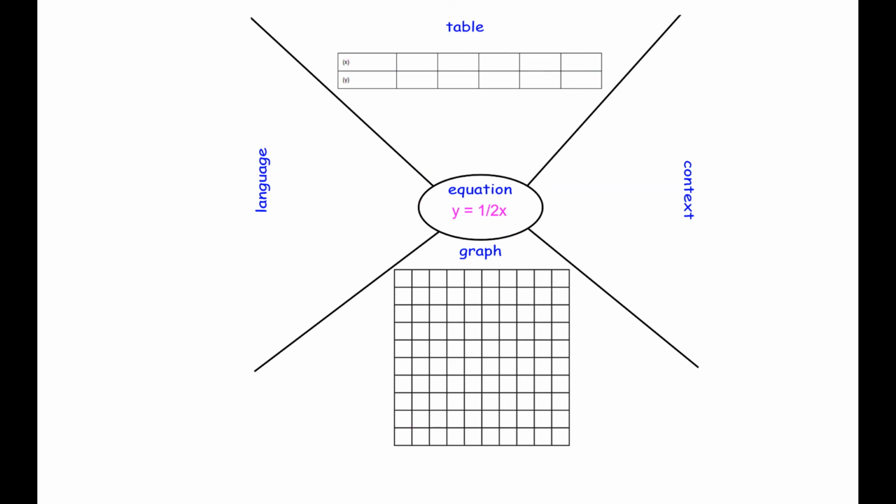So hopefully at this point you feel like if you're given any of these 5 representations, you can figure out the other 4 and be able to translate between tables, contexts, equations, the language, and the graph. So make sure you have your recording sheet done, and let me know if you have any questions.